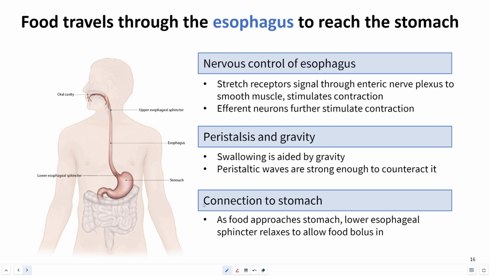There are several nerve controls of the esophagus. There are stretch receptors, a signal through the enteric nervous plexus to the smooth muscle to begin contraction. The efferent neurons further stimulate contraction. And with the help of gravity and that wave-like motion of peristalsis, it begins pushing the food downwards. This is the connection to the stomach.